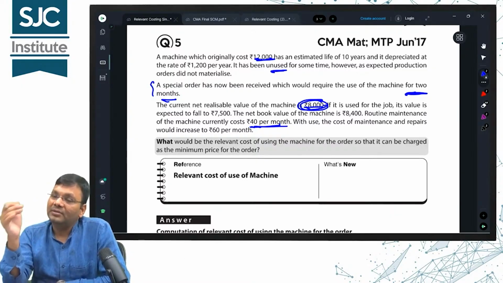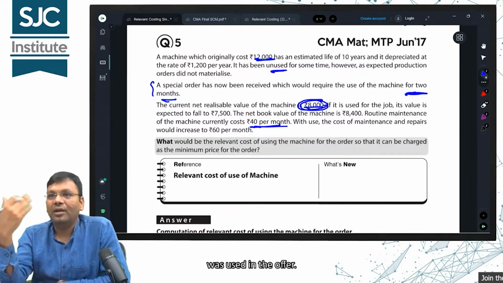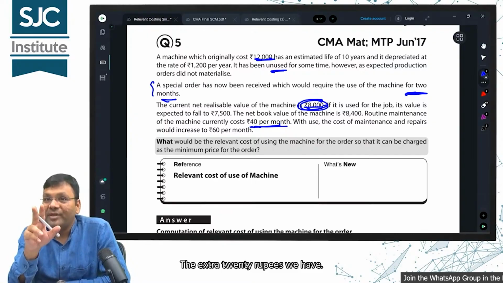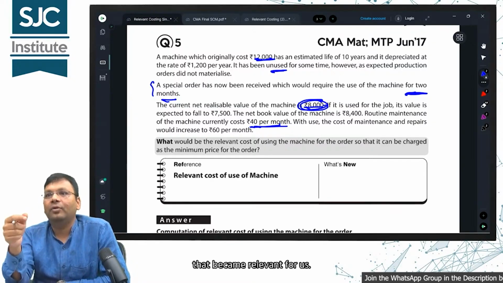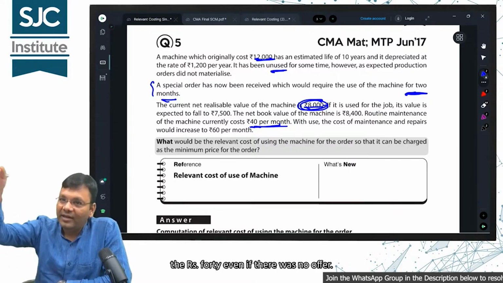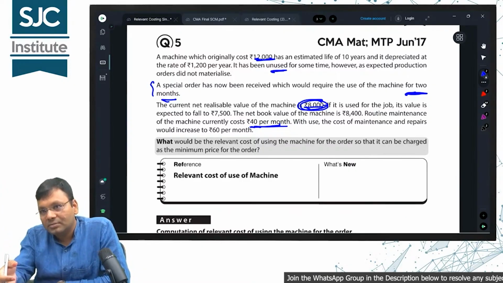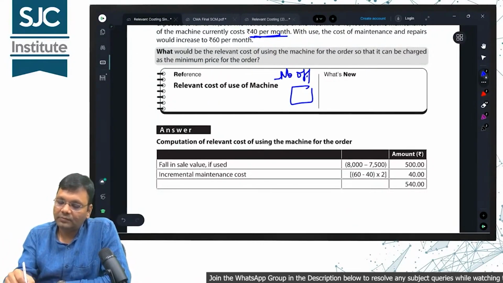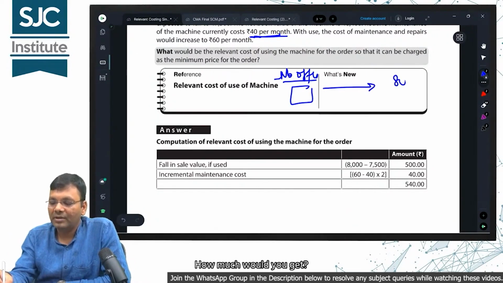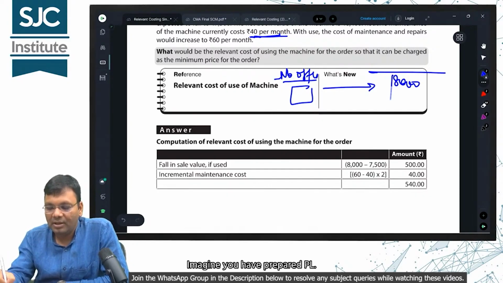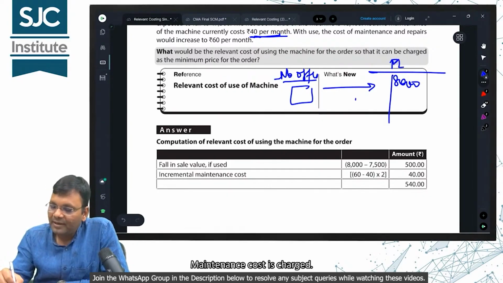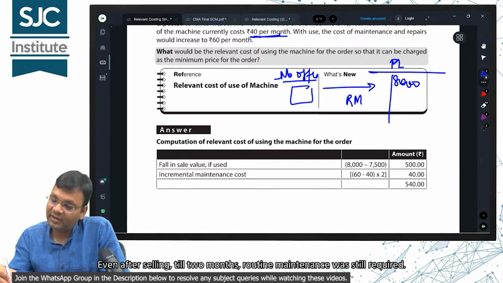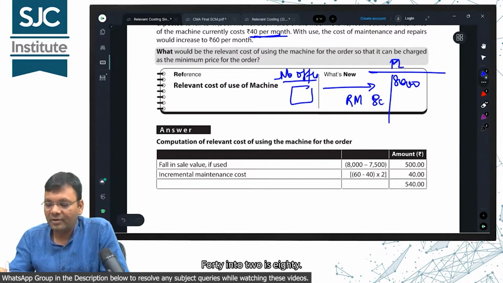What happened is when machine was used in the offer, the maintenance cost went from 40 to 60. The extra 20 rupees we have, that became relevant for us. The 40 rupees, even if there was no offer, would apply. Now there is a machine. Think on what would happen if there was no offer. You would sell it. How much would you get? 8,000. Imagine you have prepared PL. Maintenance cost is charged. Accounts are prepared for 2 months. Even after selling, till 2 months, routine maintenance was still required. 40 into 2 is 80.